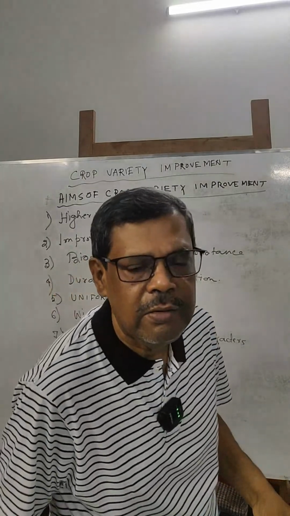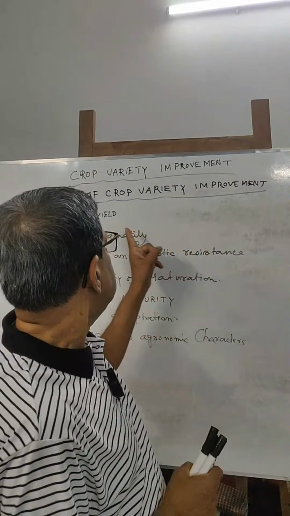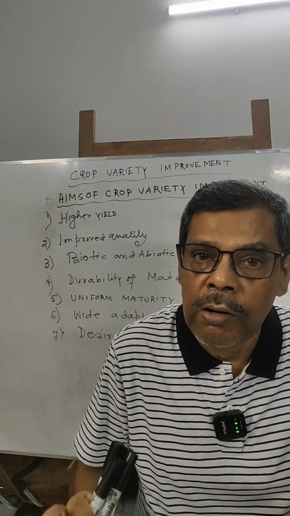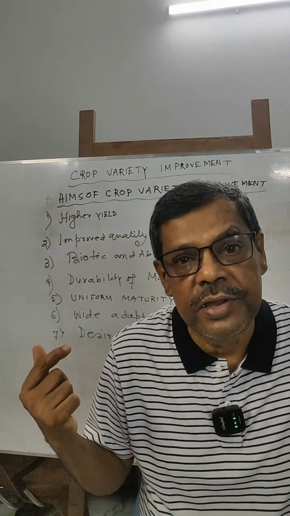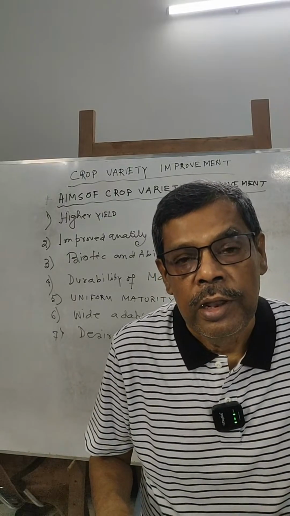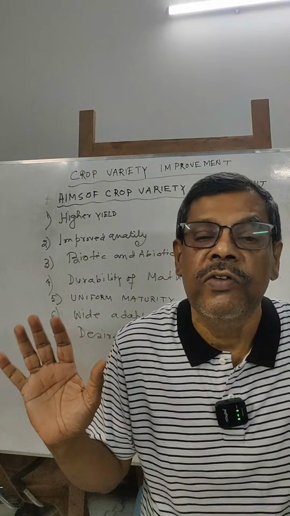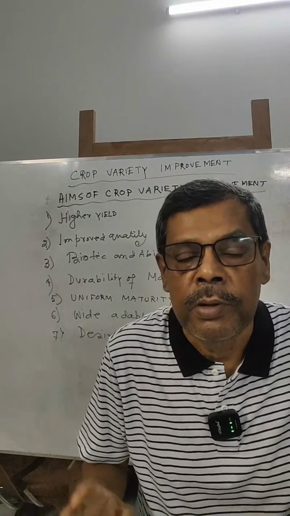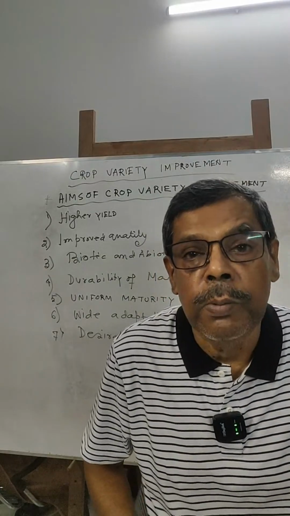These are the 7 points which are the aims of crop variety improvement. First of all, higher yield. This is the important criterion of crop improvement. India is a country with a rising population. Here, crop varieties will produce a huge amount of production. This need will be fulfilled by crop variety improvement in our country. So the main criterion is higher yield of crop plants.